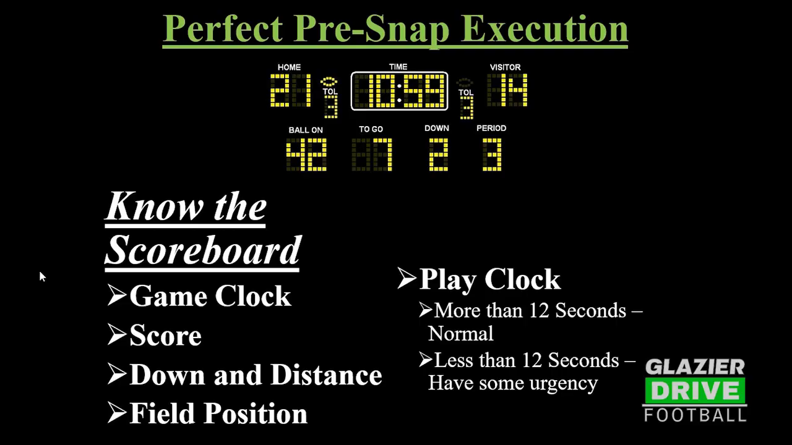The last thing with the scoreboard is the play clock. And obviously at the college level, we're able to have a play clock or shot clock, whatever you want to call it. And I know maybe at the high school level, you aren't always fortunate enough to have that. But usually you have a referee telling you there's 10 seconds.